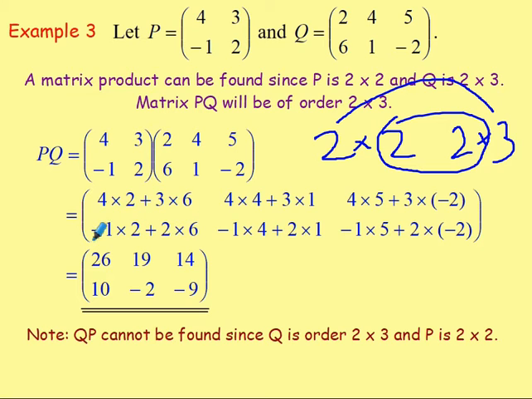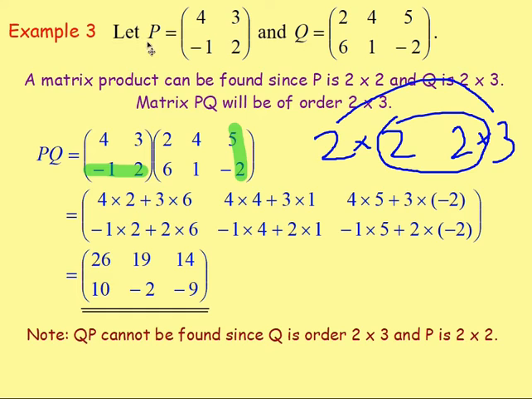This entry here is on the second row and the first column, so you multiply the second row by the first column. So negative 1 times 2, add on 2 times 6. This entry here is in the second row in the second column, so you multiply the second row by the second column. So negative 1 times 4, add on 2 times 1. And this entry, which is in the second row in the third column, you multiply the second row by the third column. So negative 1 times 5, add on 2 times negative 2. You can work that out and you will end up with a result.